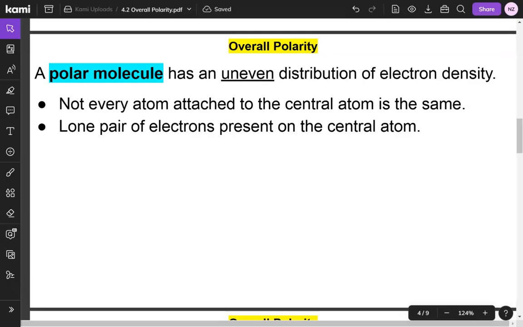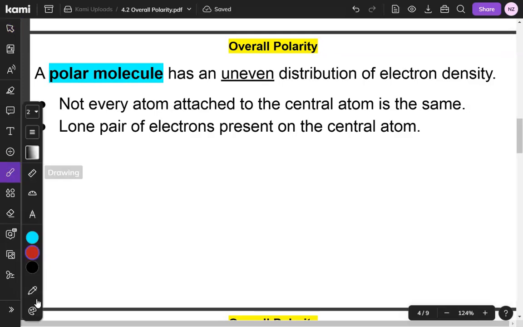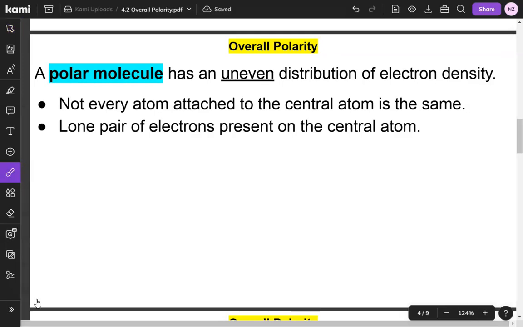Now, a polar molecule has an uneven distribution of electron density. So to identify a polar molecule, not every atom attached to the central atom is the same. And you're also going to see, in some cases, lone pair of electrons present on the central atom. So if you have one of these conditions, you are a polar molecule. So again, let's represent this with some variables. And think about it in terms of a force diagram.